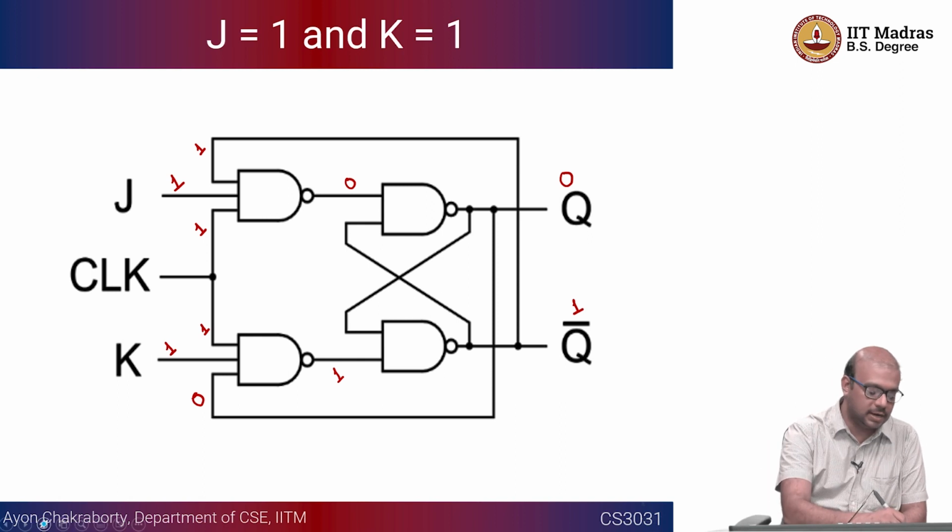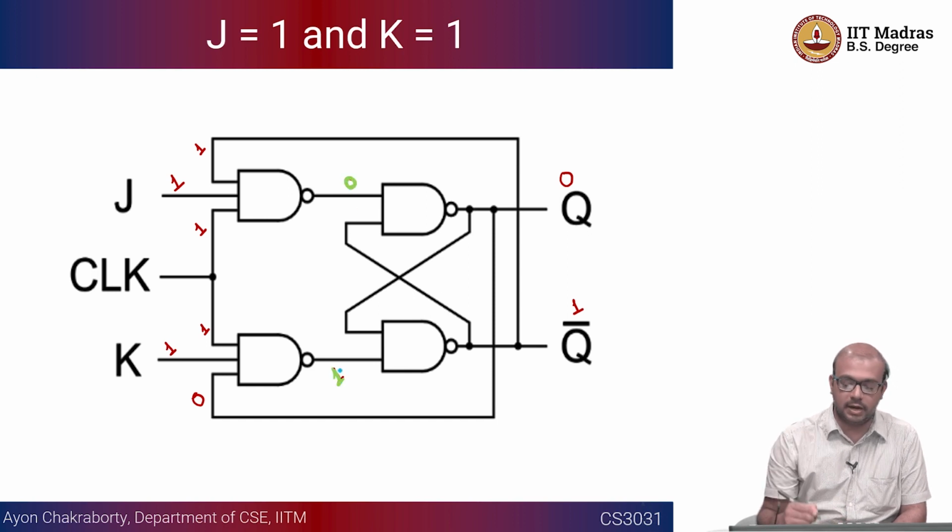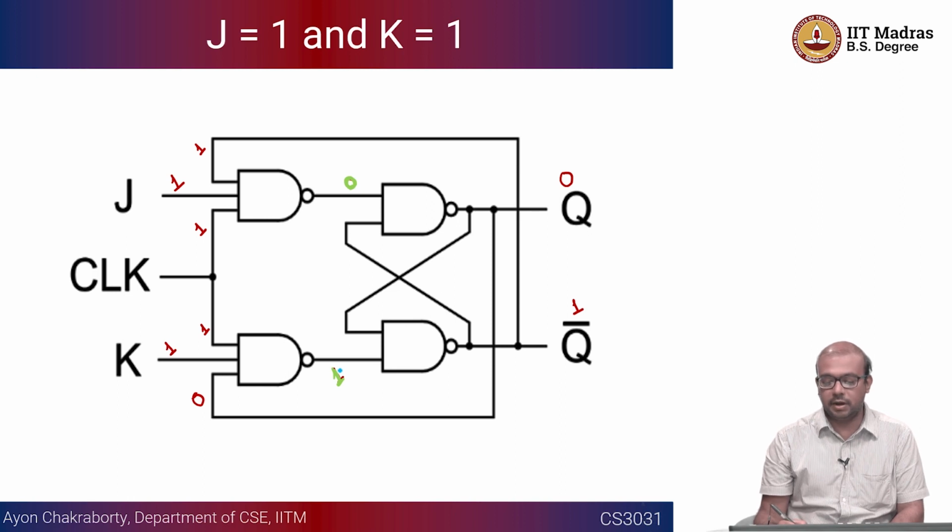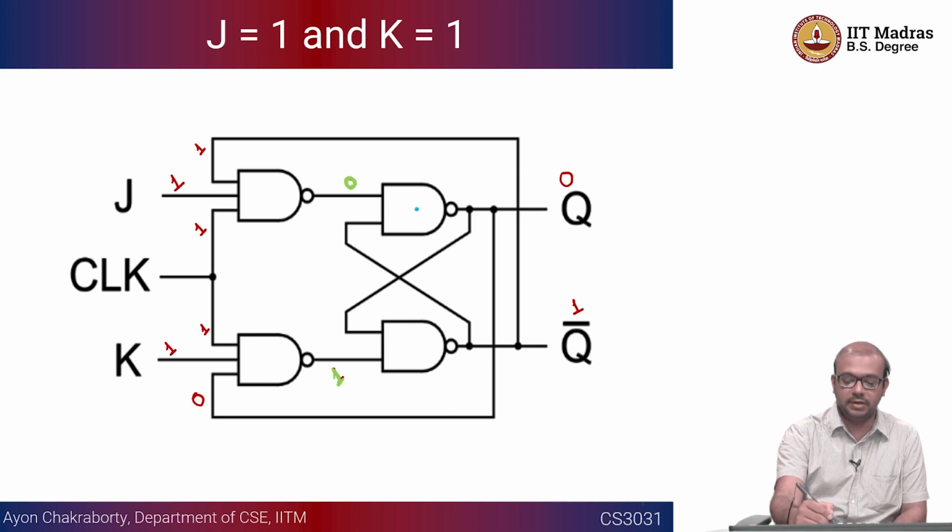So I'll write it in a different color because this happened after this thing. There's a concept of time. So this is 0 happened, then 1 happened, right? After that, what will happen is that 0 is being supplied to the NAND gate on top, right? So definitely the output is going to be 1.